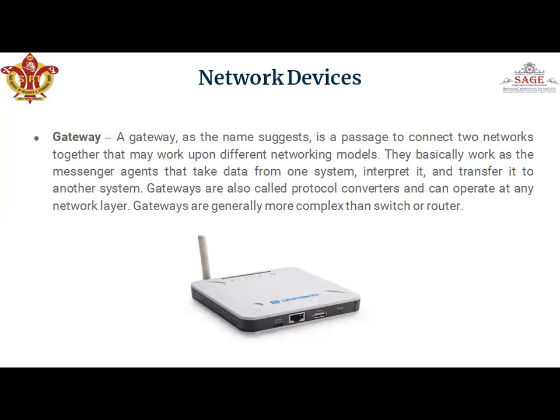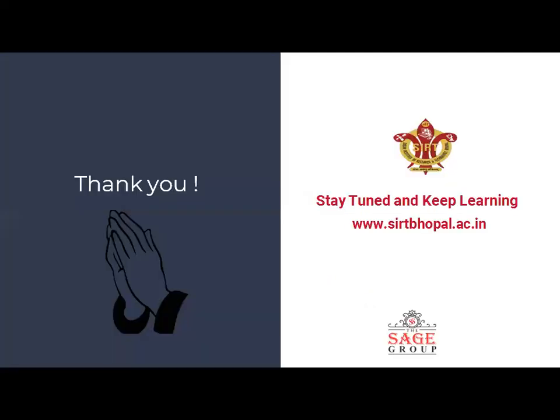Another device is a gateway. A gateway, as the name suggests, is a passage to connect two different networks together that may work upon different networking models. They basically work as a messenger agent that takes the data from one system, interprets it, and transfers it to another system. Gateways are also called protocol converters, and they can operate at any network layer. Gateways are generally more complex than a switch or a router. These are some network devices.